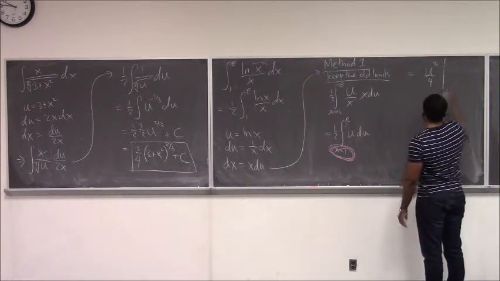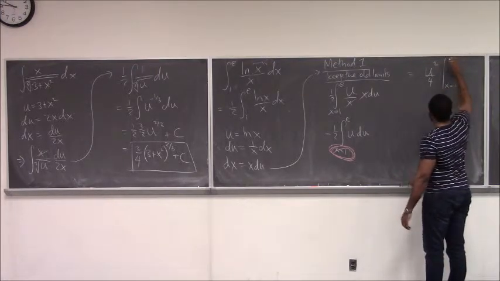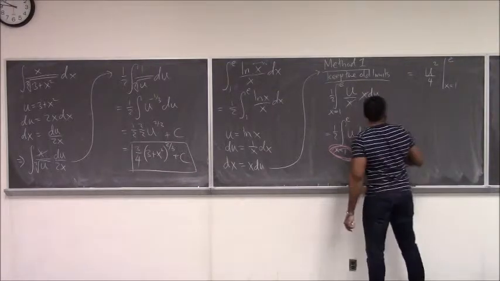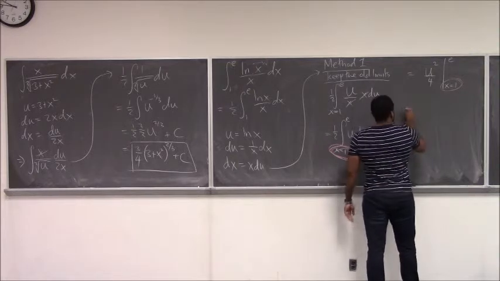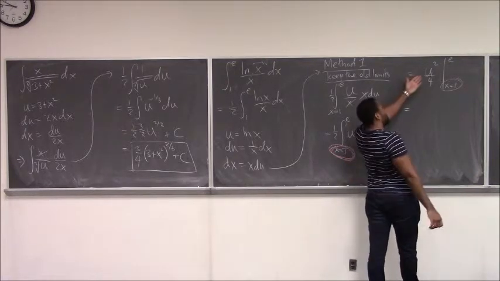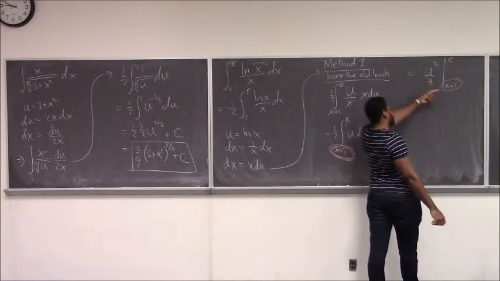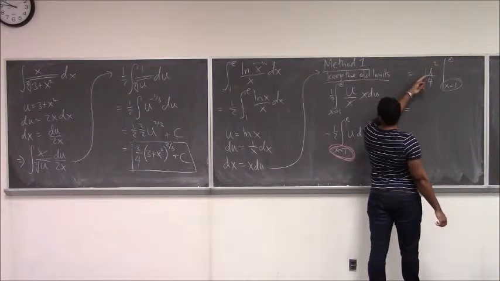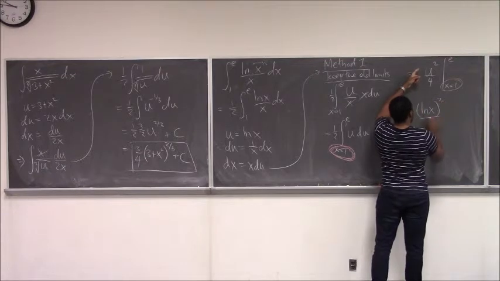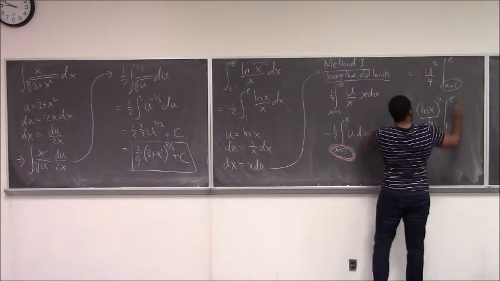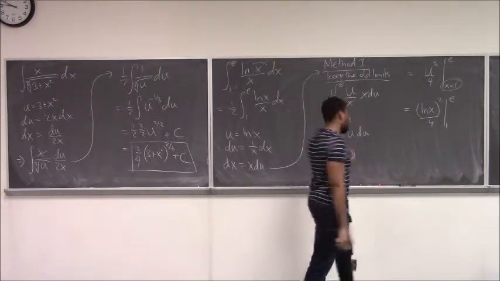And this goes between x equals 1 up to e. Again, reminding myself that these are x values, not u values. But all I have to do now is just plug in, do the back substitution before plugging in those numbers. So my u was actually ln x. And now I can plug in 1 and e according to the fundamental theorem of calculus.